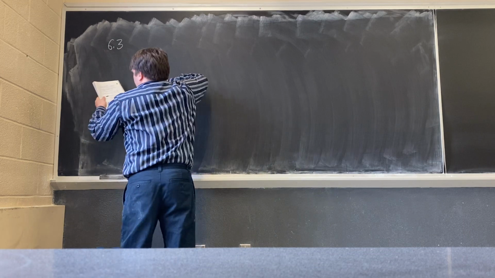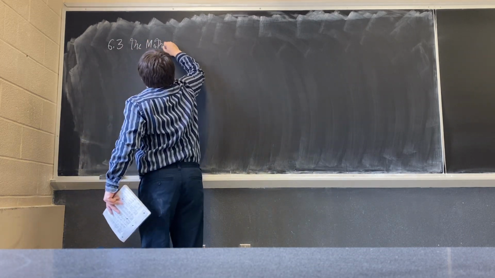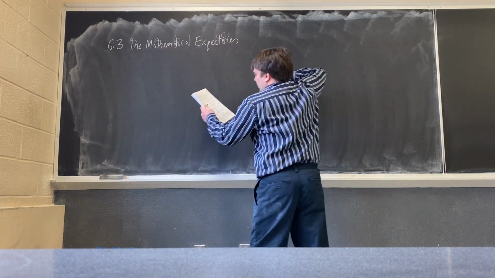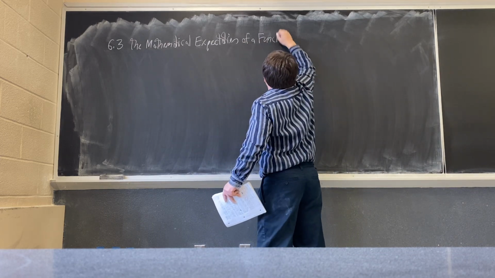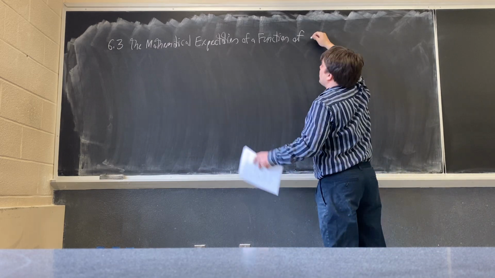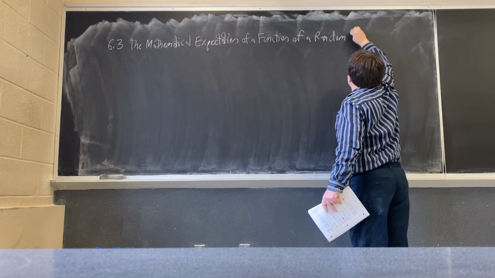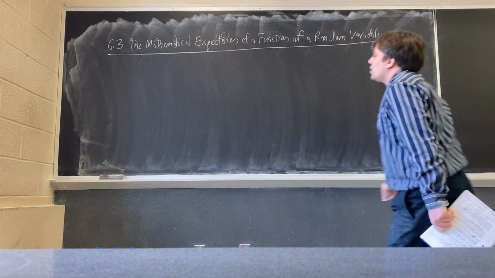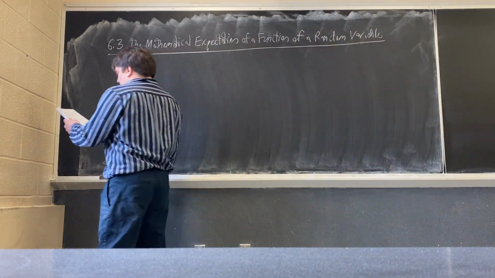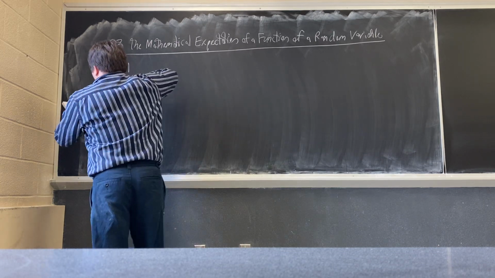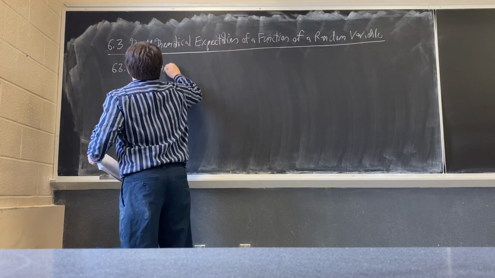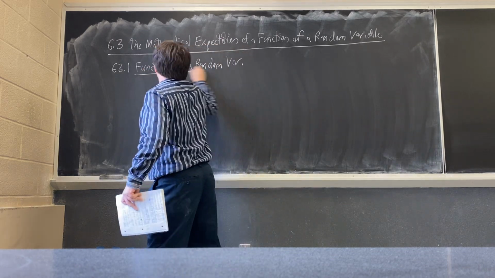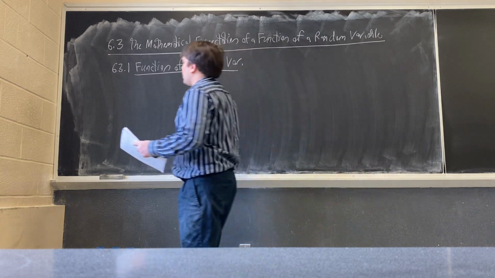6.3 is the mathematical expectation of a function of a random variable. So in 6.3.1, we talk about a function of a random variable. Definition 6.3.